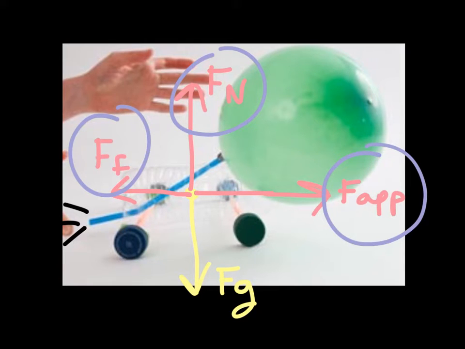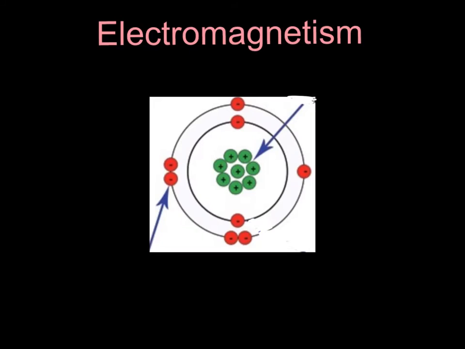So all of the forces, the friction, the normal force, and the applied force are really coming from little tiny particles inside of atoms that can push and pull on each other. So electromagnetism is carried around inside of atoms, and since all the matter in the universe is made up of atoms, all we have to do to understand electromagnetism is take a sample atom.